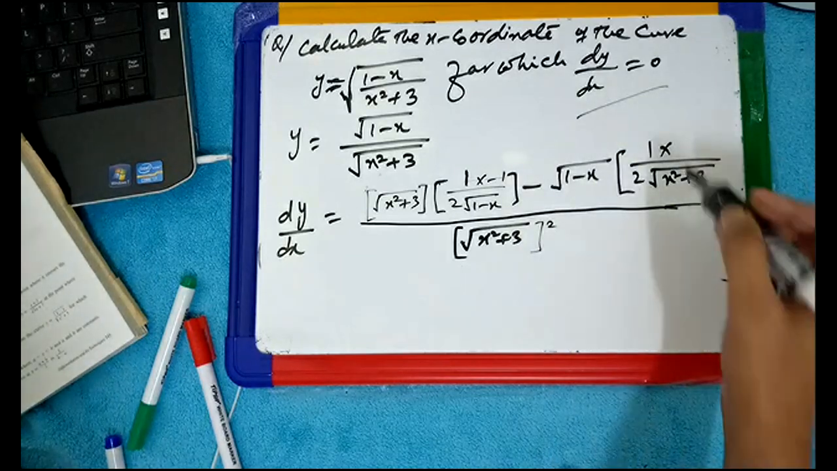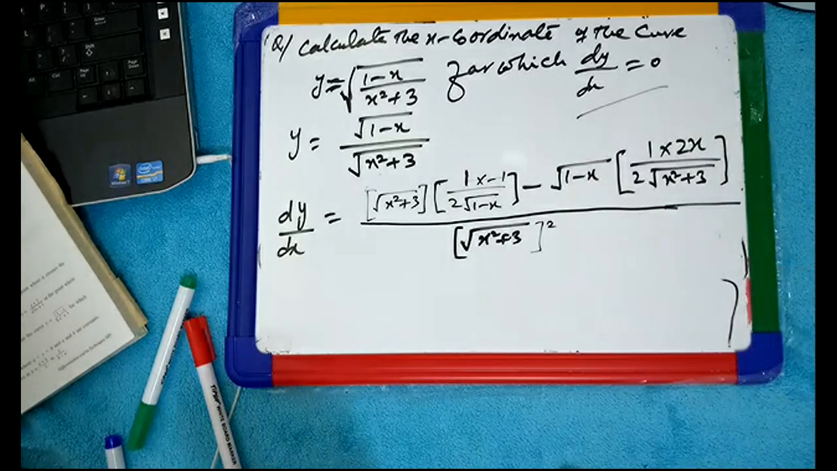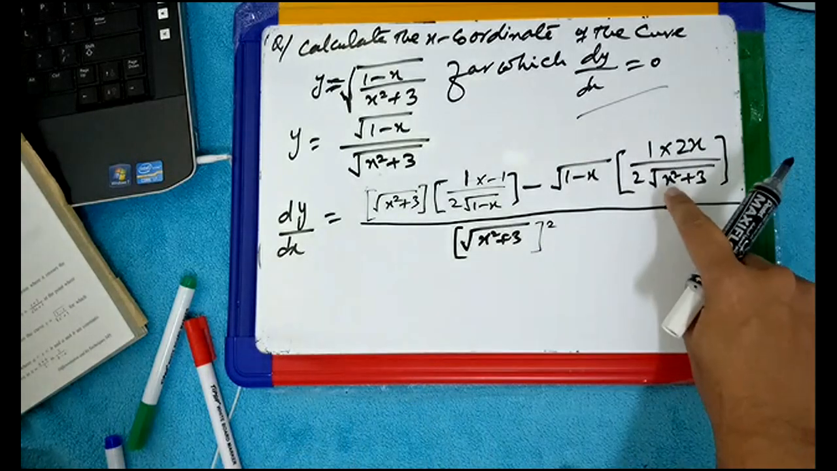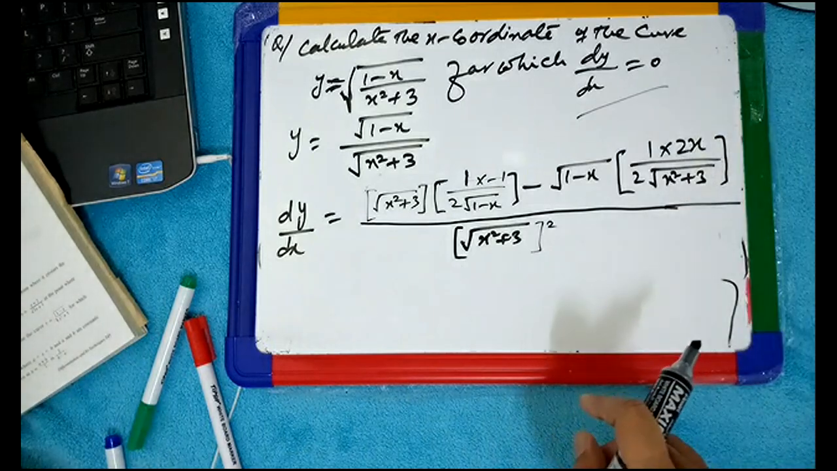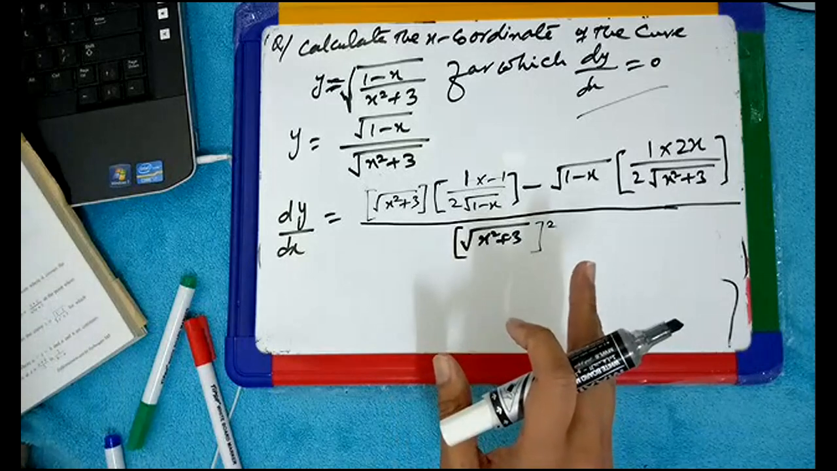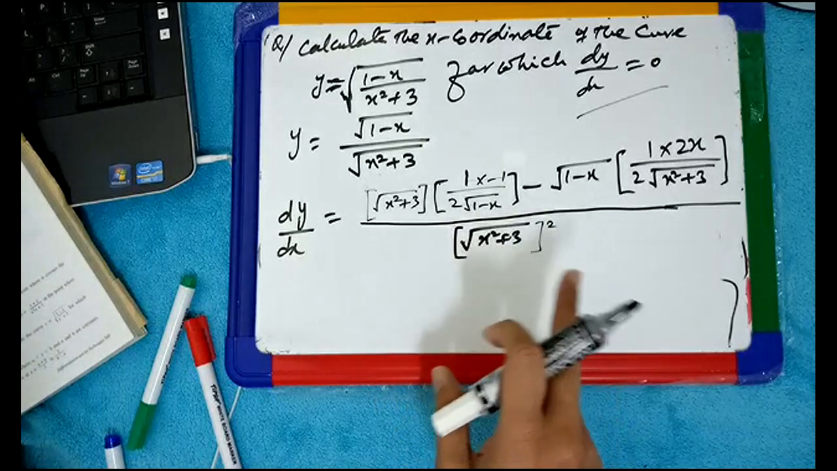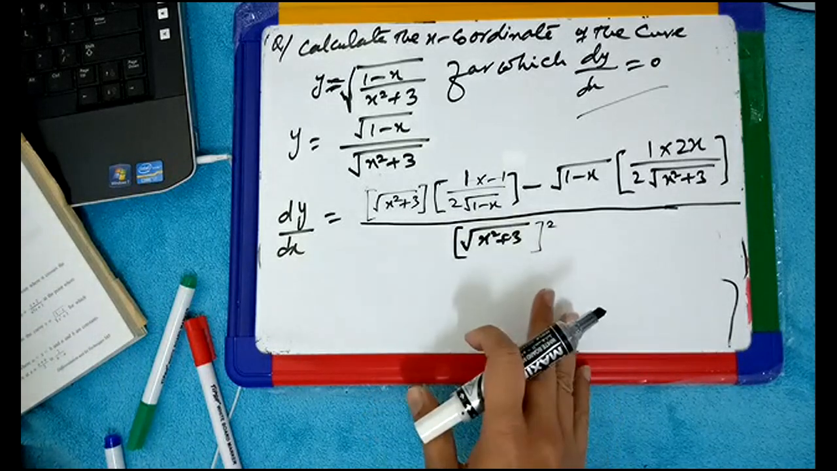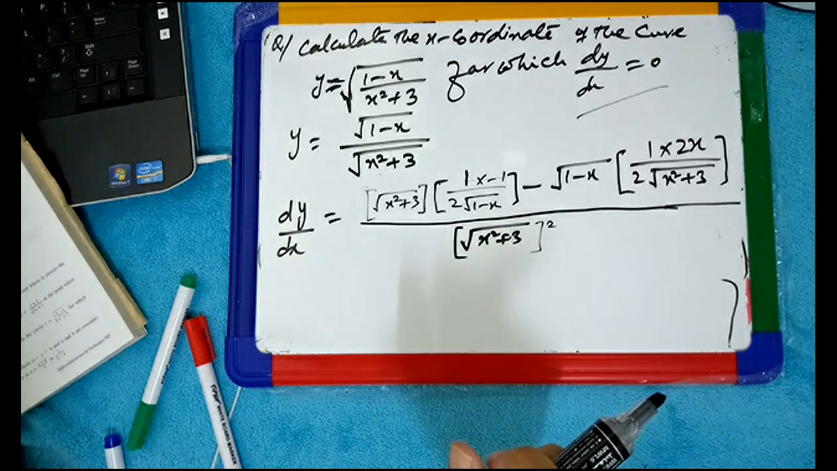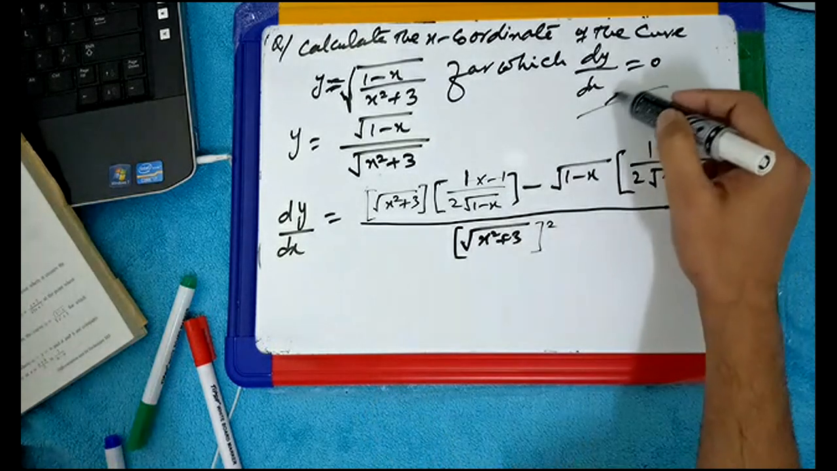And what is over here? 2x. Yes, 2x. Whatever the derivative of the inside is, quickly write it over there. Okay, this is done. Now a little bit of simplification we will do, and then substitute dy by dx equal to 0. According to the given condition, this is equal to 0.